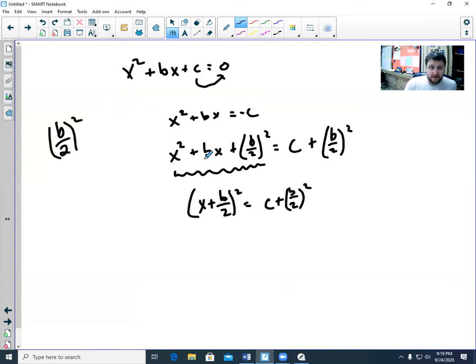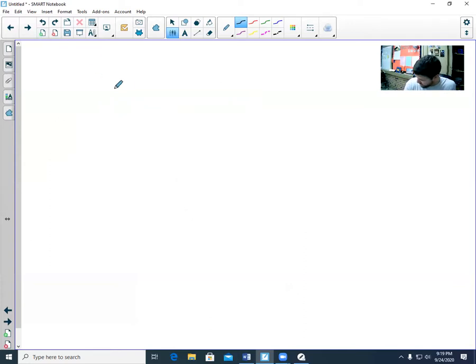So we have an example that looks like this. So this is number 67. Let's do 68 in the book. So 68 is x squared plus 6x plus 2 equals 0. So now I'm going to move the constant to the other side. So I'm going to get x squared plus 6x equals negative 2.